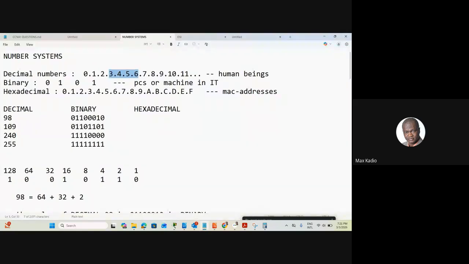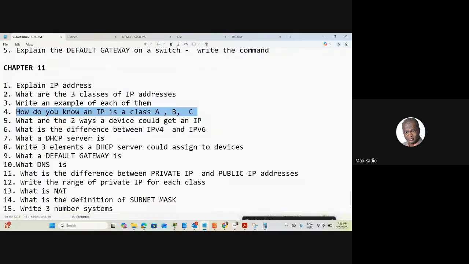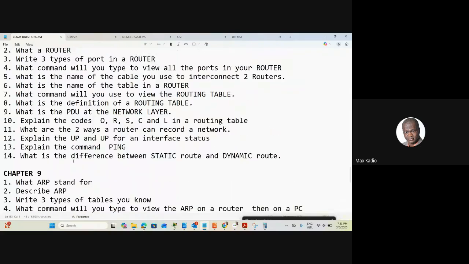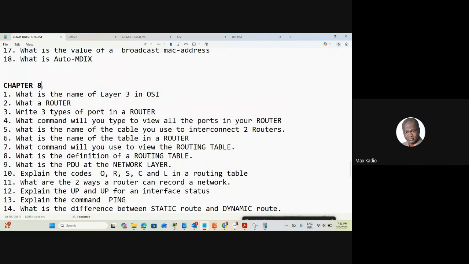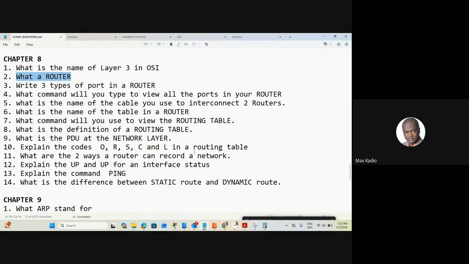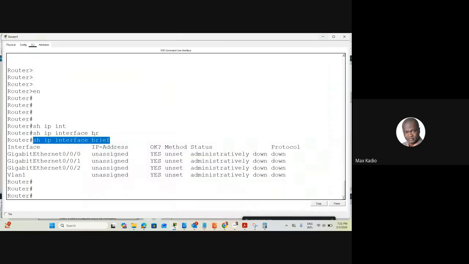I think this question I'll ask you in another chapter, chapter 8, when we study the router. What command will you type to view all the ports in your router? The command to view all the ports on your router is show IP interface brief. If you type show IP interface brief, you can see that these are the ports you have.